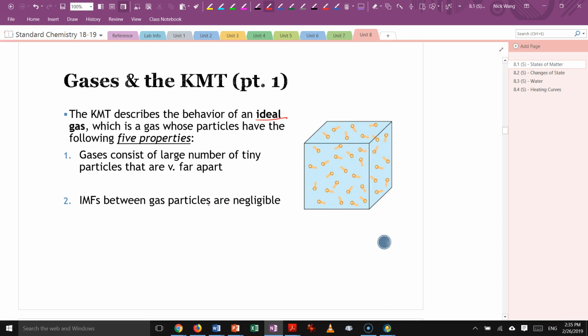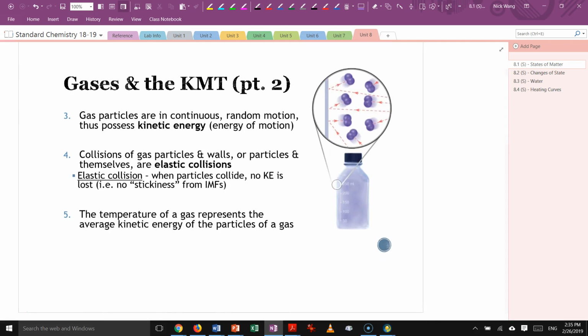Number 2, IMFs between the gas particles are negligible. So there are some attractions that might occur as these particles get close to each other. But because we're assuming that the intermolecular forces play such a small role, they're considered negligible, or effectively non-existent. Part number 3, the gas particles are in constant, continuous motion and thus possess some kinetic energy, right? Therefore they have some motion involved, and therefore some energy associated with that motion.